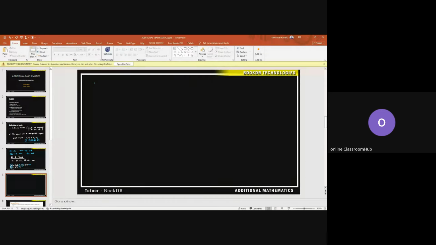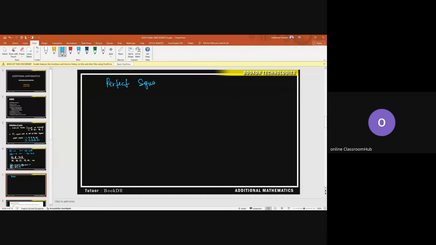in ascending order the perfect squares. So in ascending order from the smallest, I can't exhaust all the perfect squares. I'm just listing a few in ascending order. So the first perfect square is 1. The next is 4. The next is 9. The next is 16. The next is 25. The next one is 36. The next, who can continue for me?